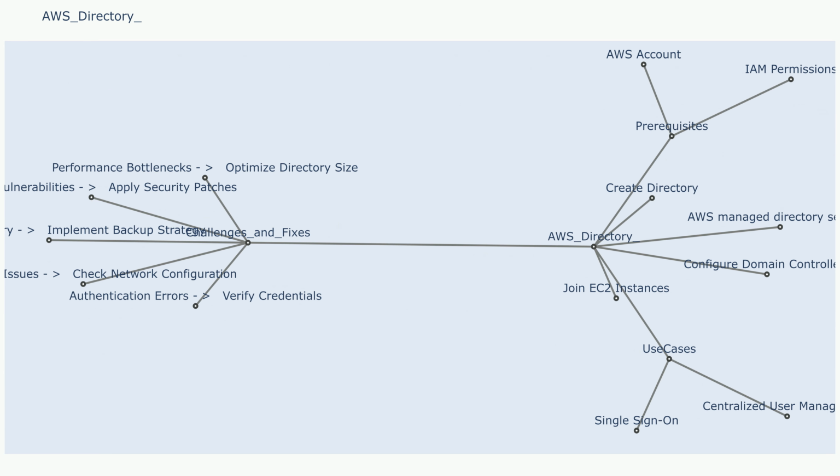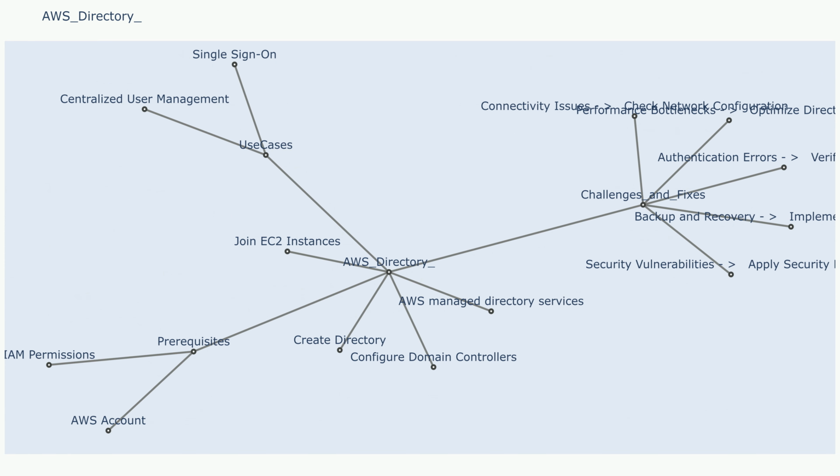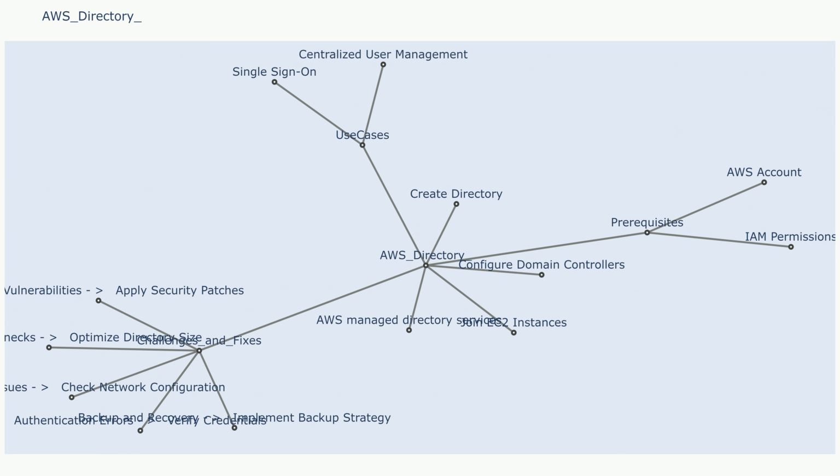Simple AD or AD Connector. Join EC2 instances to the directory using the appropriate methods. Configure domain controllers for proper management and security. Challenges and fixes.